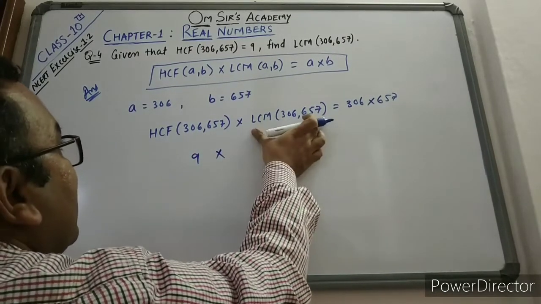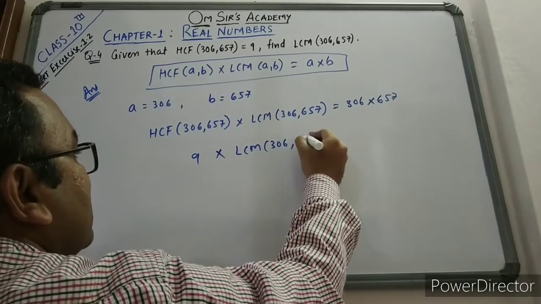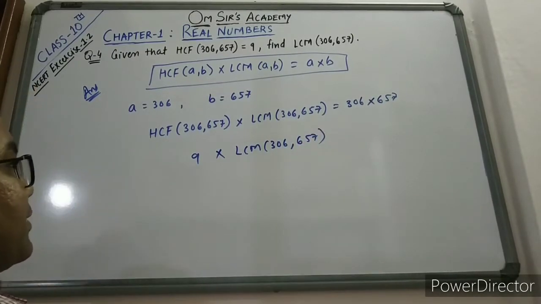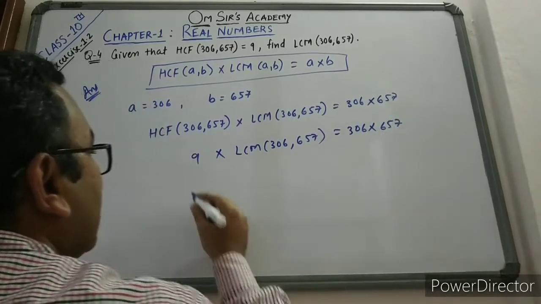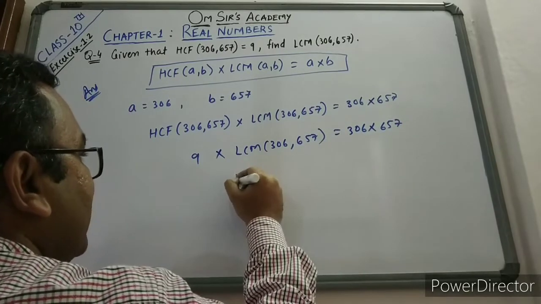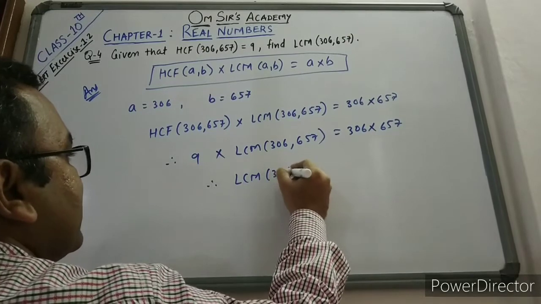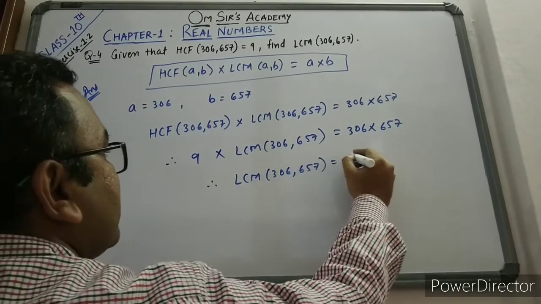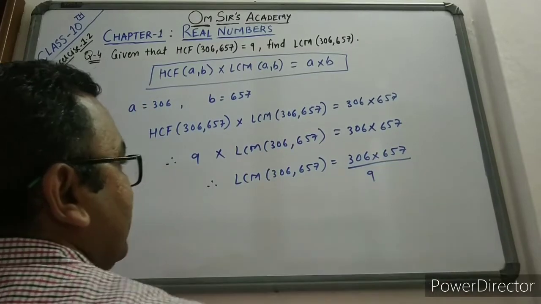Instead of HCF I can substitute 9. LCM we have to find, so we'll write it as it is: LCM of 306 and 657 equals 306 into 657. Now this 9 is multiplied, so I will take it to this side, then it will get divided. So it will be LCM of 306, 657 equals 306 into 657 divided by 9.